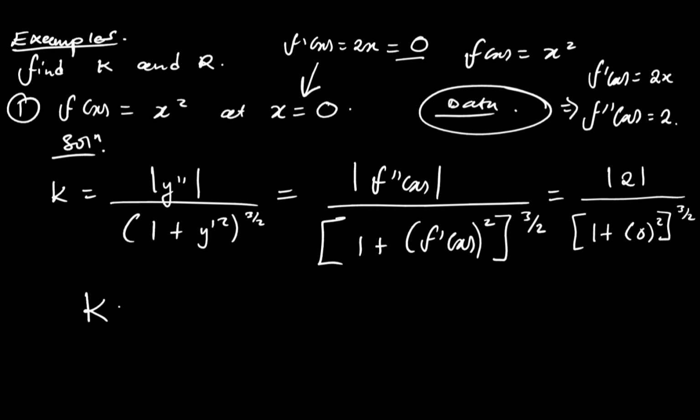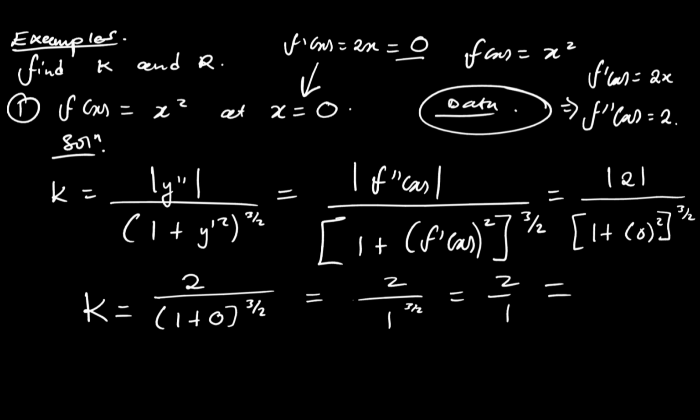Therefore, the curvature will be equivalent to the absolute value of 2, which is basically just 2, over 1 plus 0 squared, which is 0, and this is raised to 3 over 2. This will be 2 over 1 raised to 3 over 2. Now 1 raised to anything will just basically be 1. So you have 2 over 1 giving you just 2.